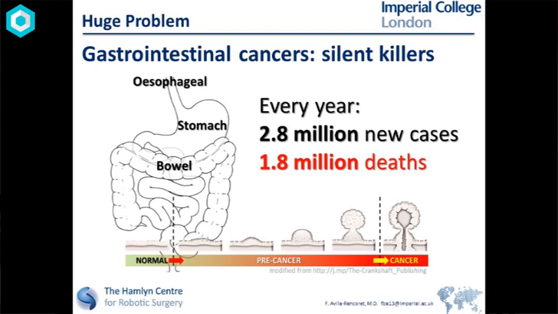So what's the huge problem that we're trying to solve? Gastrointestinal cancers are silent killers. They develop slowly without giving symptoms until it's too late. That's why every year, worldwide, 2.8 million people are diagnosed with gastrointestinal cancers, including esophagus, stomach, and bowel. And these cancers together kill 1 million every year.